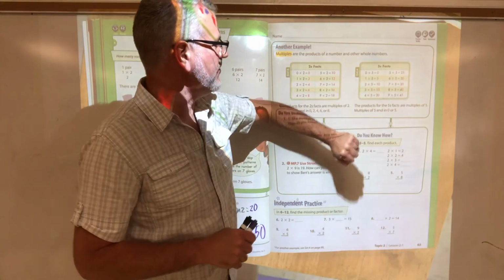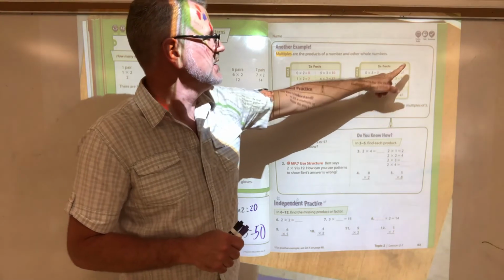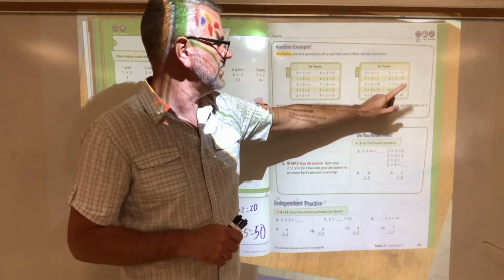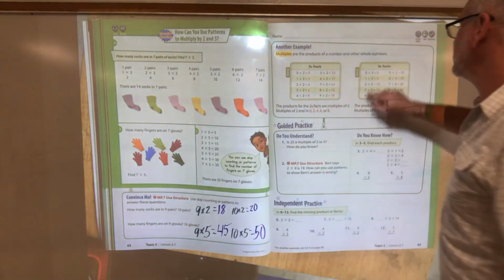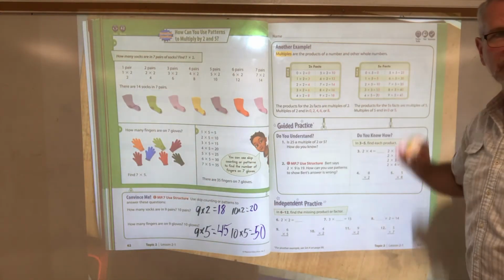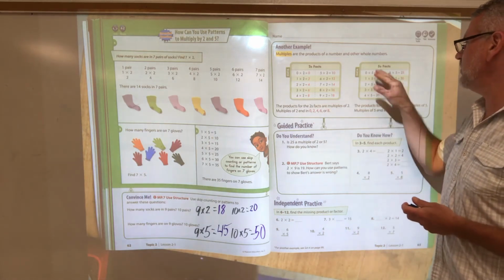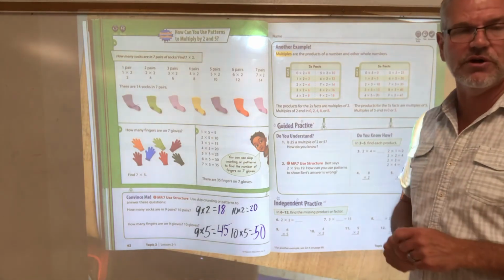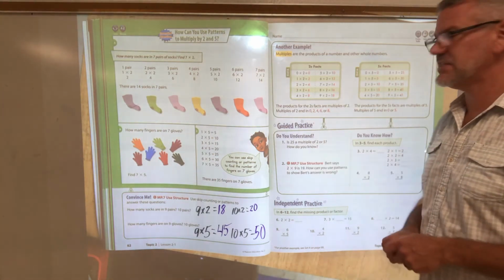When we get to the 5s, we have 0, and then 5, 10, 15, 20, 25, 30, 35, 40, 45. And notice that the multiples of 5 either end with a 0 or end with a 5. So you'll always know if something is a multiple of 5 if it ends with a 0 or a 5. Let's go to the Do You Understand.